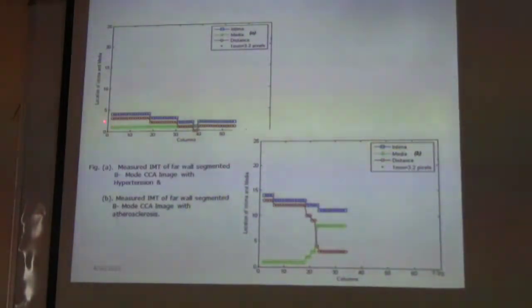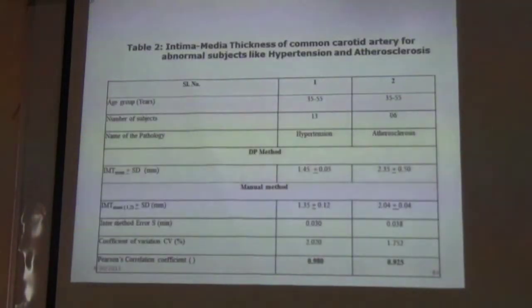And likewise, thickness measurement has been done for this hypertension and atherosclerosis information. And this is the intima media thickness of the common carotid for abnormal subjects like hypertension and atherosclerosis. See that one. By this method, the measurement is there. By the radiologist, the measurement is there. The difference is this much. The correlation coefficient is this much.